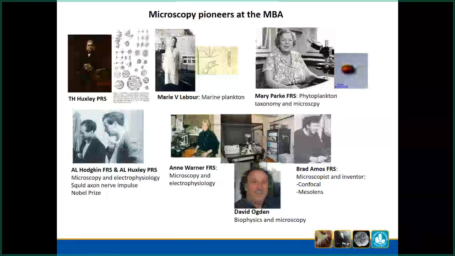And David really brought Brad Amos into the MBA environment. David persuaded Brad to start a microscopy course at the MBA. Brad Amos is a very famous microscopist and inventor. He actually was instrumental in inventing the confocal microscope. He invented the confocal scan head. And of course, he also invented the Mesolens, and we have examples of both of them here at the MBA.